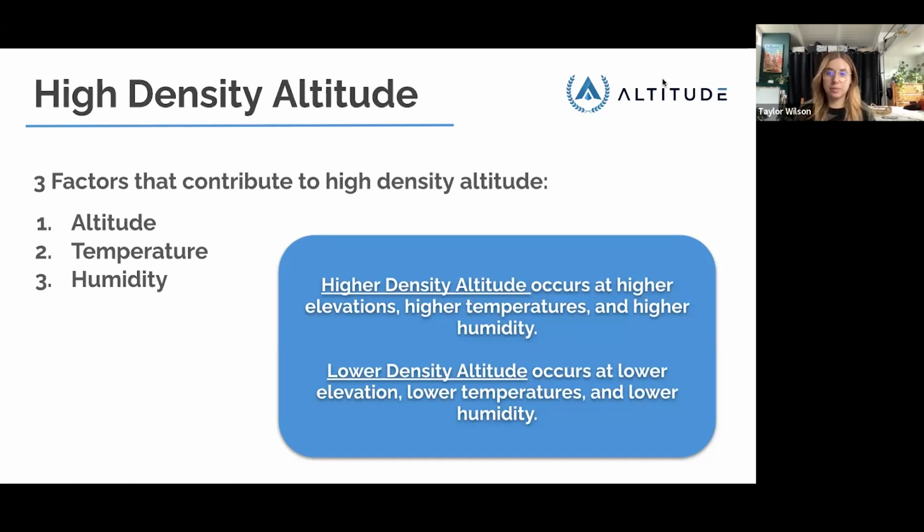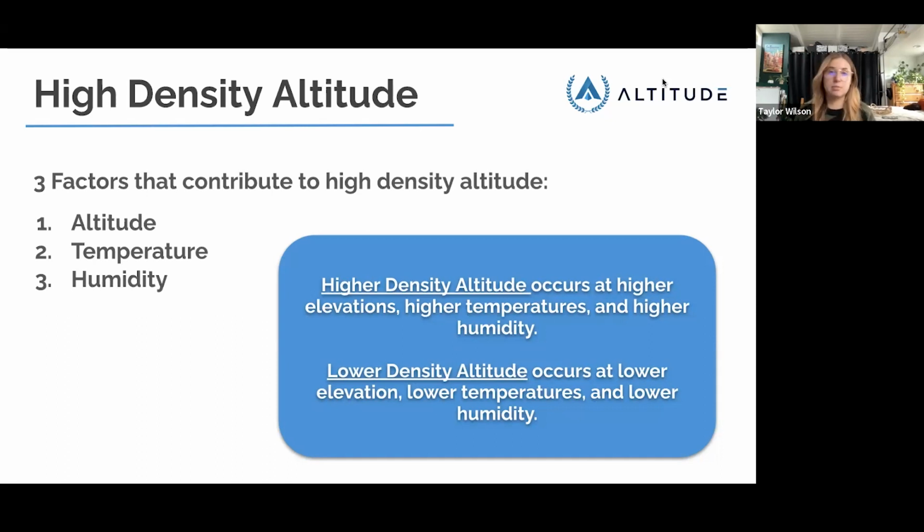Then we have humidity. Humidity is a factor in density altitude because our atmosphere is mainly composed of oxygen and nitrogen. If you were to take the atomic mass of oxygen, of nitrogen, and of water molecules, you would find that water is less dense than both oxygen and nitrogen. So if you had a column of air and pushed out some of our air molecules and replaced them with water molecules, the overall density is going to be less because the mass of the water molecules is less than that of our air. So overall, it makes our air less dense.